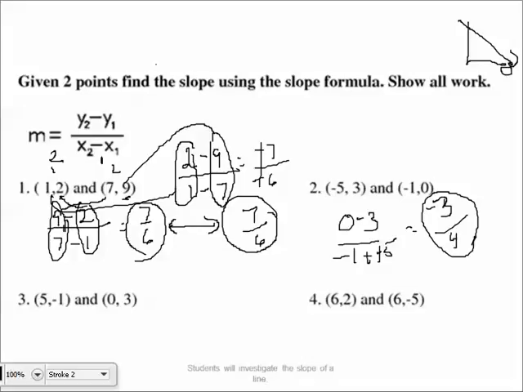7 over 6, that means it's going to go up 7 and over 6. Guess what? It means it's going to do like that. Yes, that's what it means. That's how you can find these.